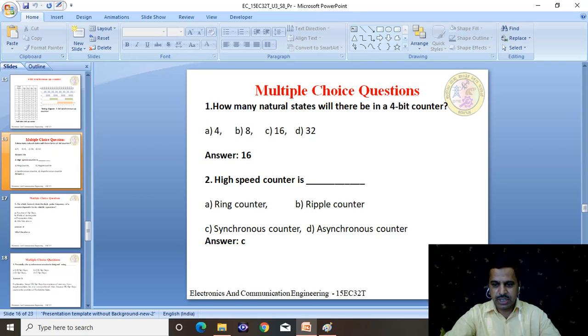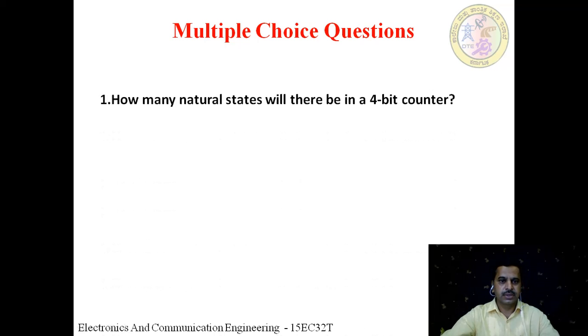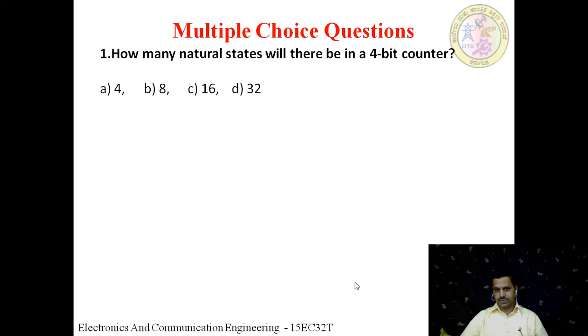Now let us see some multiple choice questions. How many natural states will there be in a 4-bit counter? 4, 8, 16, or 32. As we know, a 4-bit counter counts up to 2 power n, that is 16 states. The answer is 16.